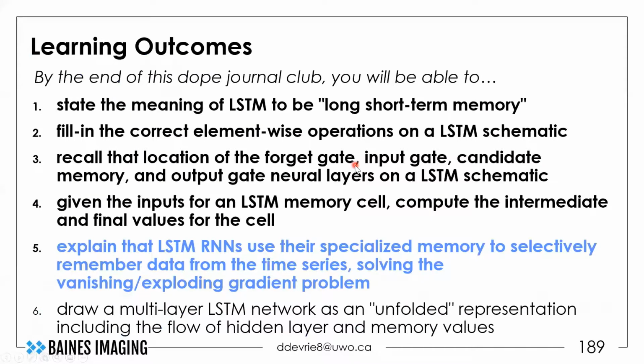So this allows us to cross off our 5th learning outcome. So this is basically to just understand how LSTM recurrent neural networks compute their values, and how, when we compute the loss and want to train these neural networks, the specialized memory operations, like those element-wise additions and multiplications, help us solve the vanishing and exploding gradient problem.